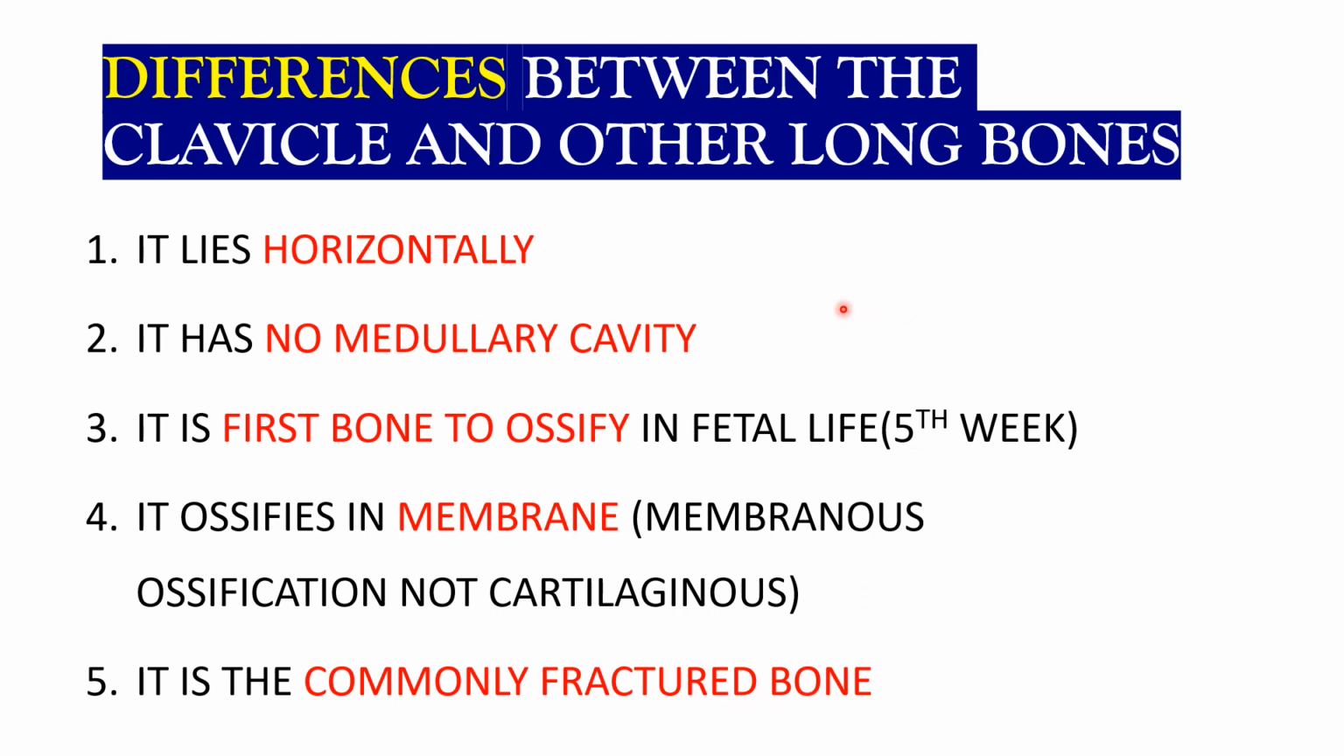Again, how do we differentiate the clavicle from other long bones? It lies horizontally. It has no medullary cavity. It is the first bone to ossify. It ossifies in the membrane, that's membranous ossification and not cartilaginous. And it is the commonly fractured bone.